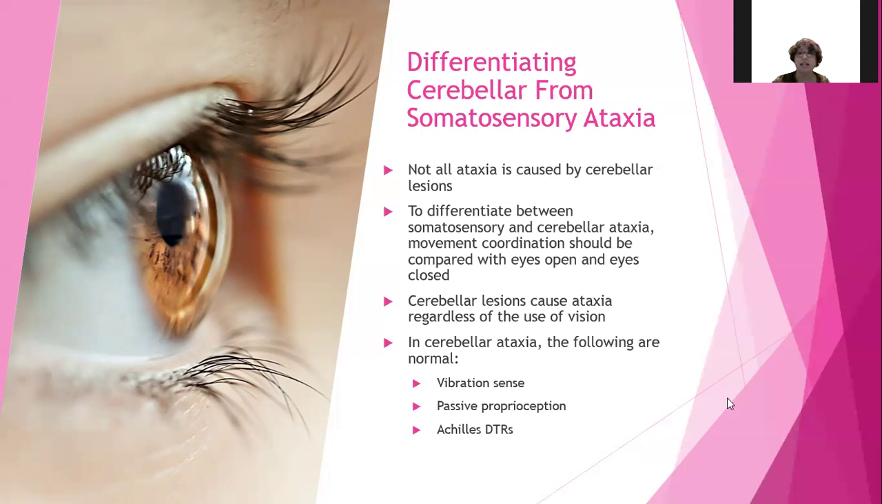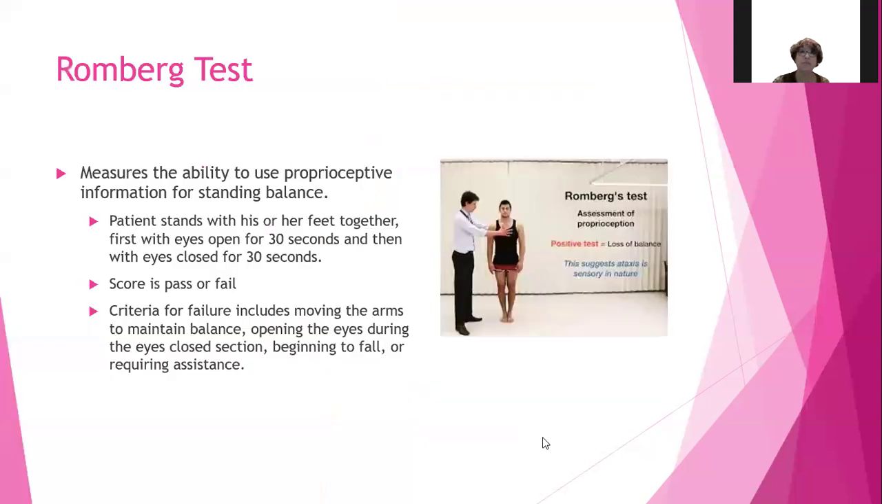And in cerebellar ataxia, your vibration sense, your passive proprioception, and your Achilles deep tendon reflexes are all intact. They're all normal. With sensory ataxia, you're going to have a change in the ataxia, whether or not you're using vision. When you're using vision, you don't have as much ataxia, and you take away the vision and you have more. And you probably have impaired vibration sense, passive proprioception, and Achilles deep tendon reflexes.